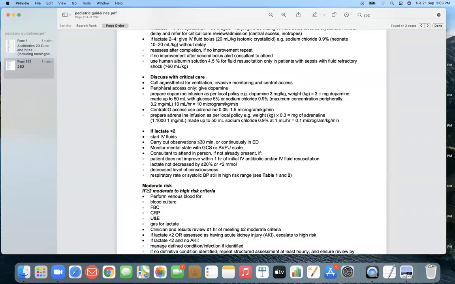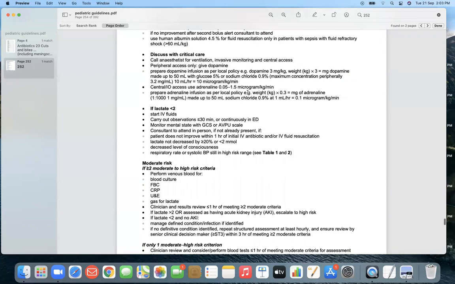So discuss with critical care, call anesthetist for ventilation, invasive monitoring and central access. If there is peripheral access only, you can consider dopamine. Okay, I will not go into the doses. So if there is central and intraosseous access, you can use adrenaline. So for peripheral access, you will use only dopamine. If there is central access, you can use adrenaline if there is a fall in blood pressure, and also you will call the anesthetist as standby for intubation or ventilation.